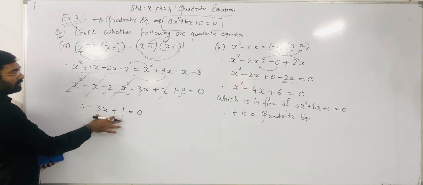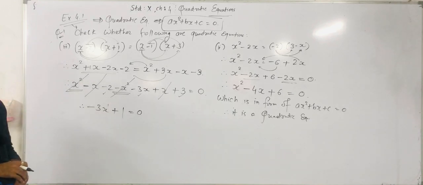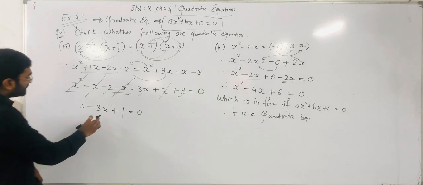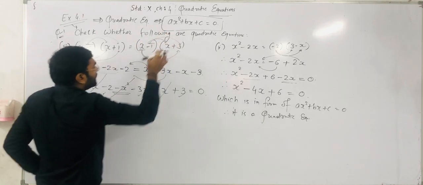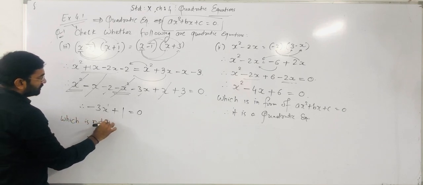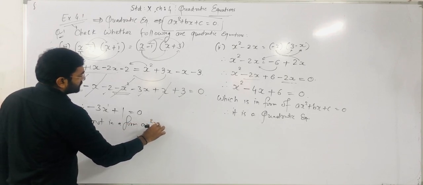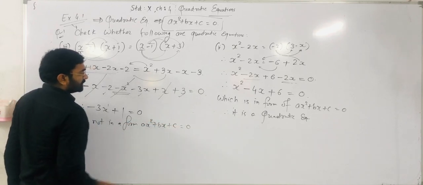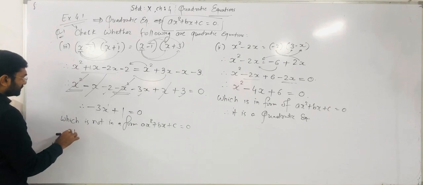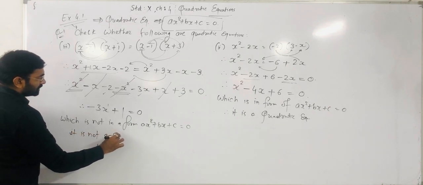So that equation's degree is 1. But they said check whether the given equation is quadratic or not. So we can say this is not in that form, which is not in the form ax square plus bx plus c is equal to 0. That's why we can say it is not a quadratic equation.